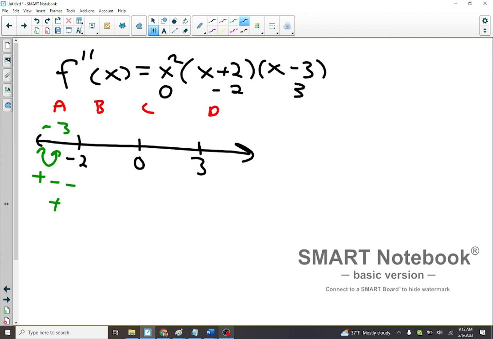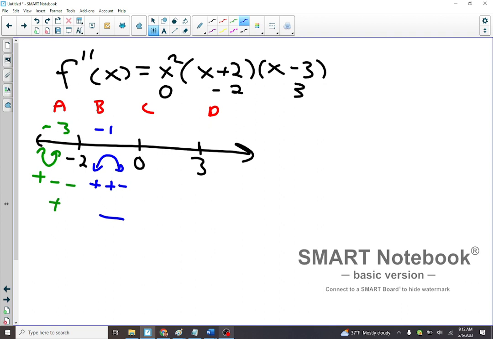Over here, you have -2 to 0, so like -1. That's going to be positive, positive, negative. So that's concave down. Why? Overall, it's negative, so it's concave down. Why is that one overall negative and the first one overall positive? Because a double negative becomes positive, positive times positive.